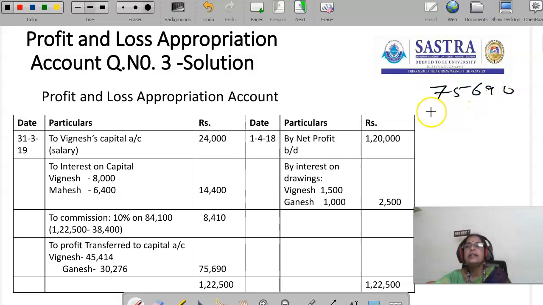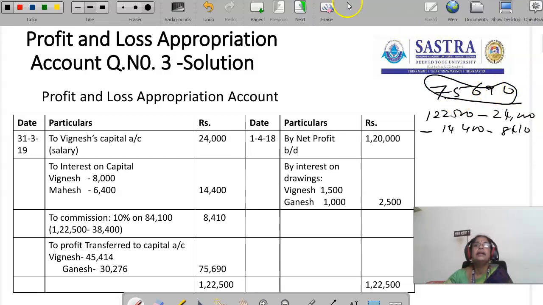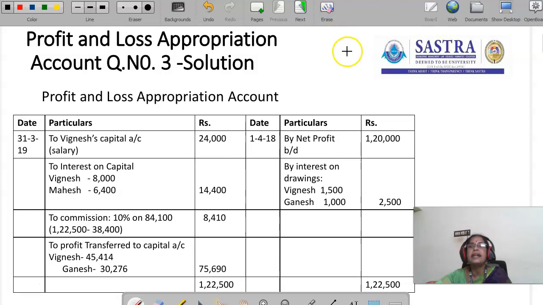That means from 1,22,500 we have arrived at 75,690 by way of this calculation: 1,22,500 minus 24,000 minus 14,400 minus 8,410. We will get 75,690. So that 75,690 is the divisible profit for the partners.